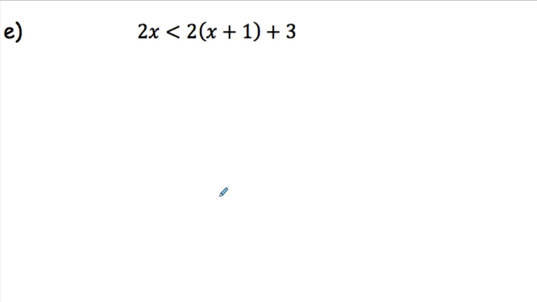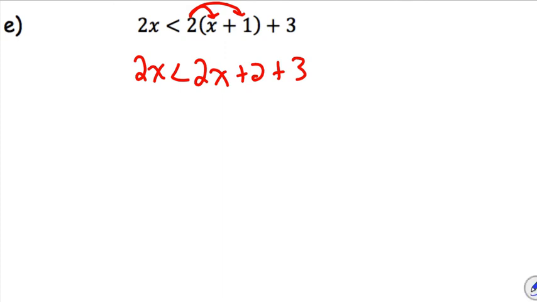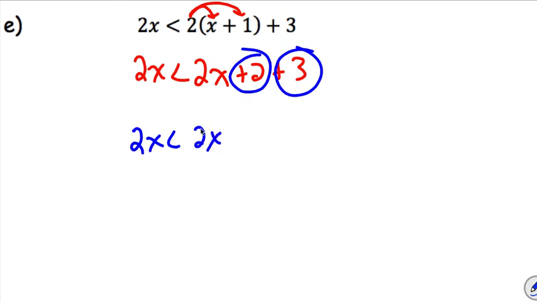One more example here. I'll go through this one with you. I'm going to bring down the 2x is less than 2 times the quantity x plus 1. Multiply that 2 through there, so 2 times x is 2x, 2 times 1 is plus 2, and then bring down your plus 3. Combine your like terms. That's our next step here. Combining like terms is what we want to do after we do the distributive property. So I'm going to say 2x is less than 2x plus 5.